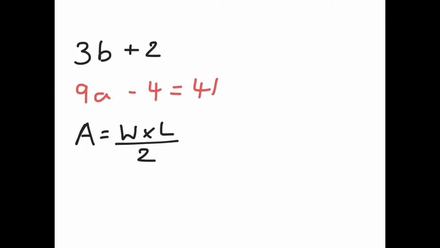Another type of algebraic equation could also be something like this. It could be 9a take away 4 is equal to 8a add 1. Alright, where both sides equal the same number. It is an equation. So the last example of an algebraic equation would be this here.